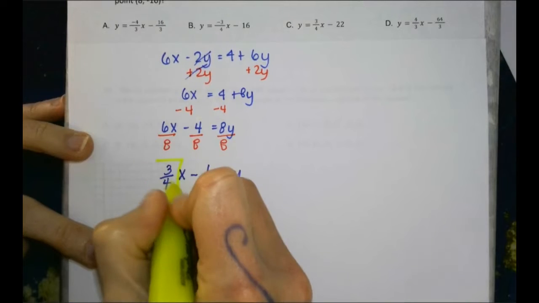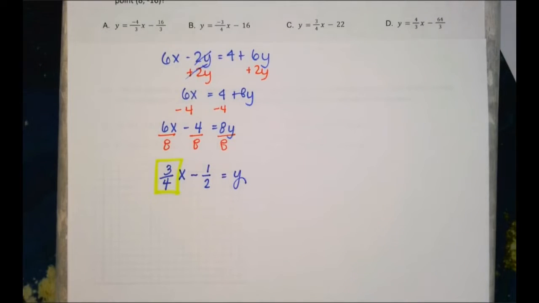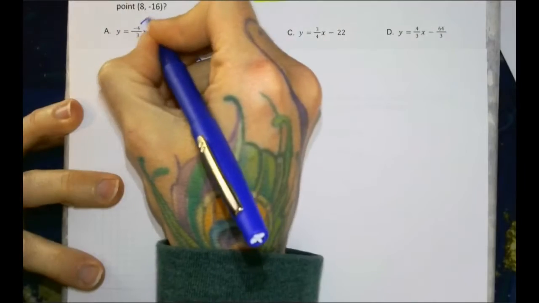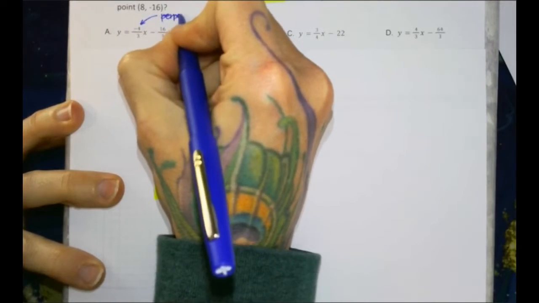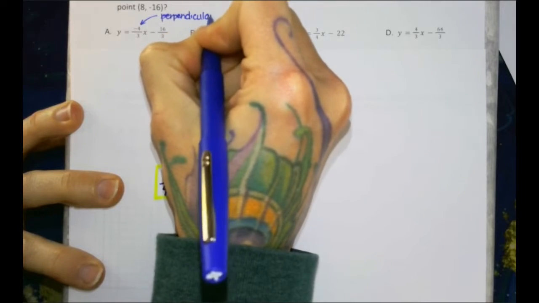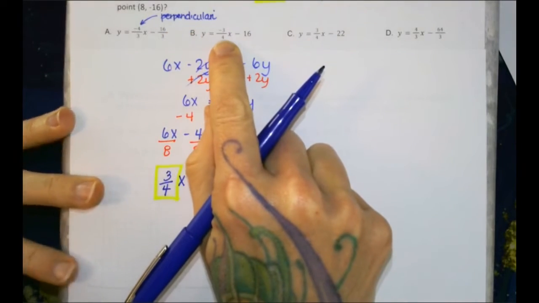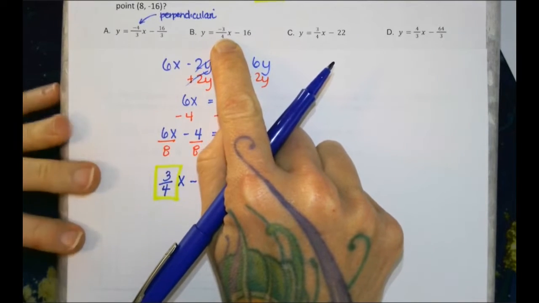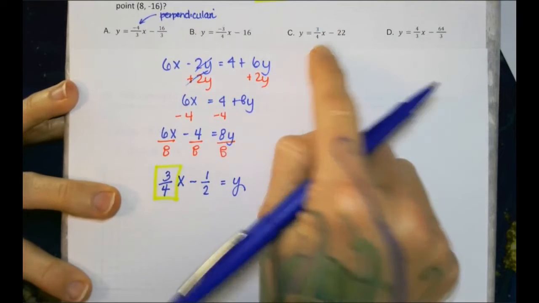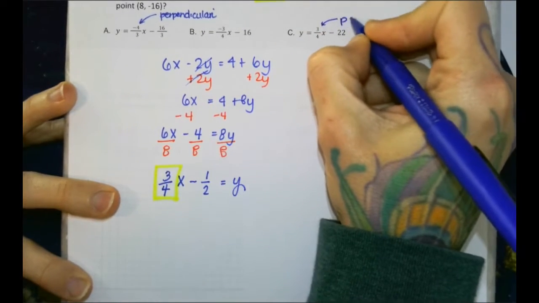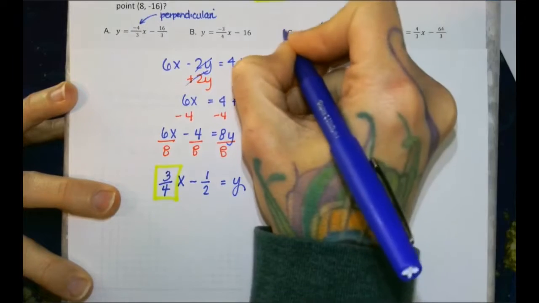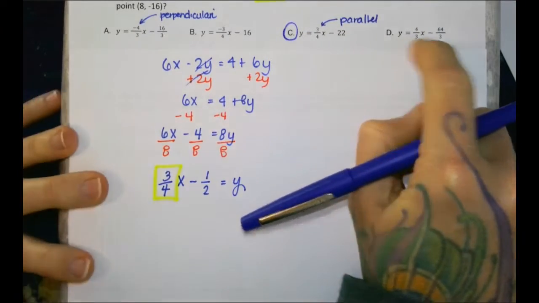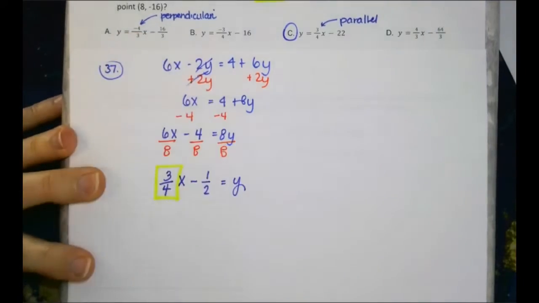We want it to be parallel, so we're looking for the equation that has a positive 3 over 4 slope as well. Negative 4 over 3 would be perpendicular because it's the opposite and reciprocal, opposite and flip. Negative 3 over 4 is going to be opposite but not reciprocal, so it has no relationship to this line. 3 over 4 positive is going to be parallel because it's the same slope, which is what we're looking for. And then 4 over 3, that's your reciprocal, but not opposite. So again, no relation at that point either.